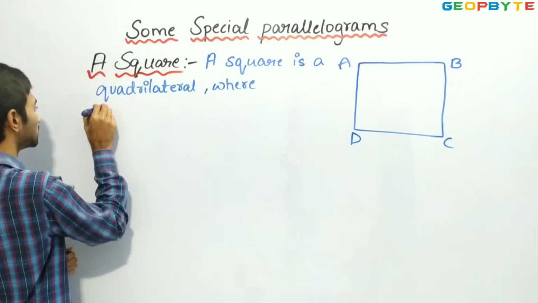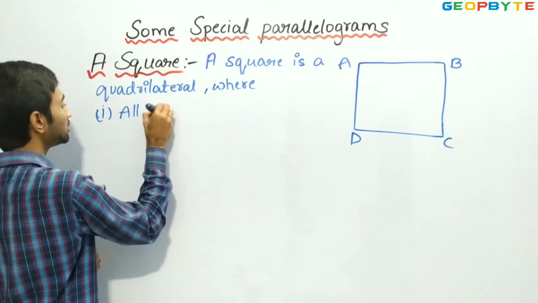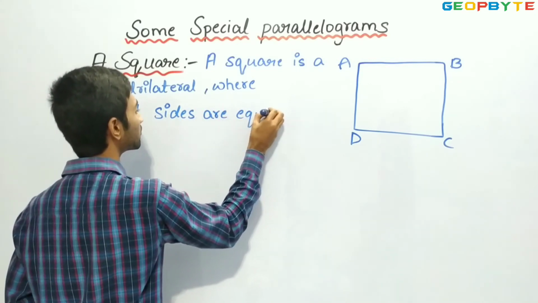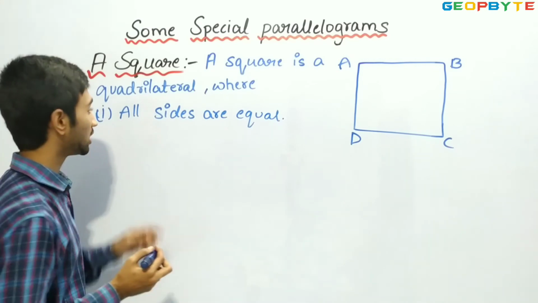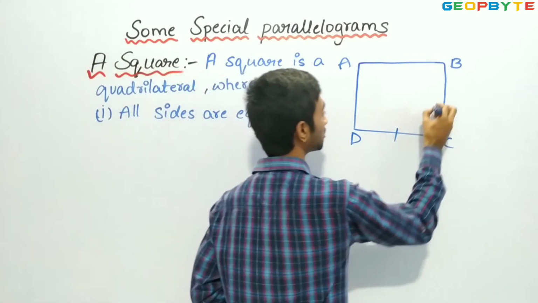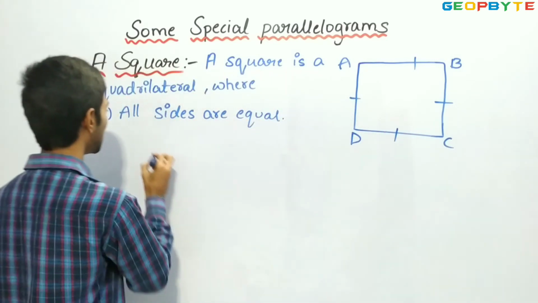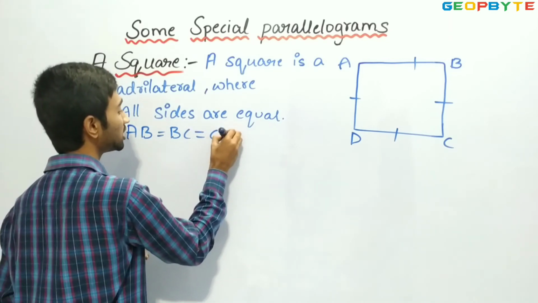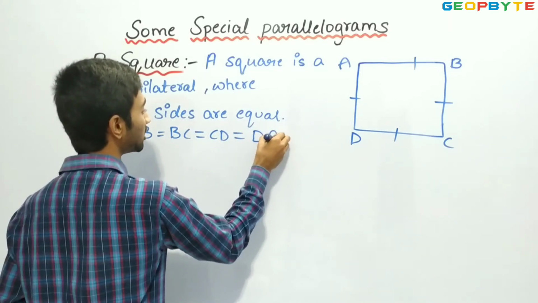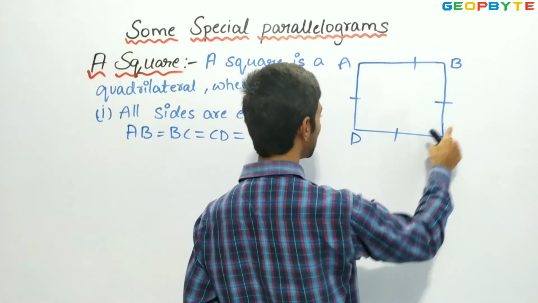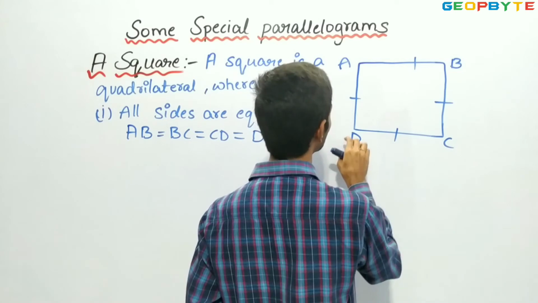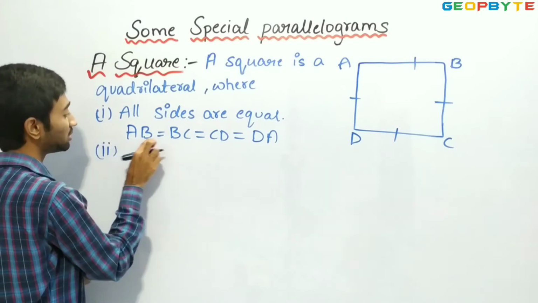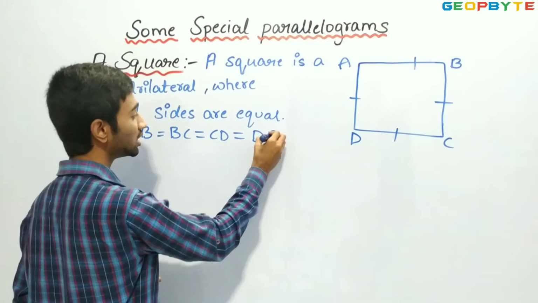where all sides are equal. So in a square all sides are equal. That means all these sides are equal. That is, AB is equal to BC equal to CD equal to DA. So AB is equal to BC, BC equal to DC, DC equal to AD. So here all sides are equal. AB equal to BC equal to CD equal to DA.